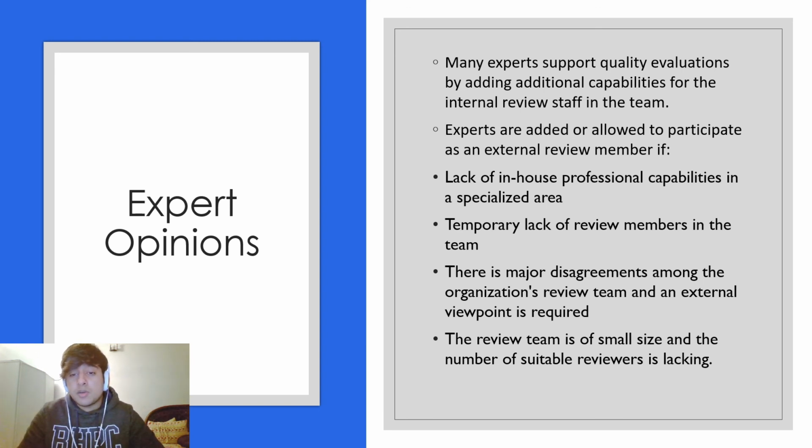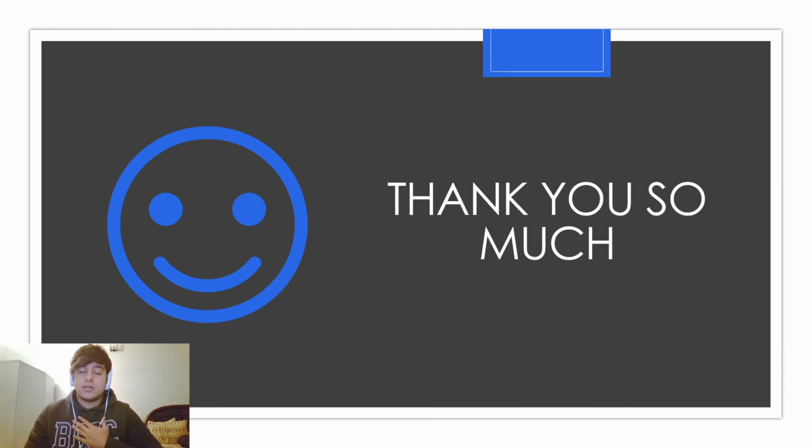Third, there are major disagreements among the organization's review team, and nothing productive is happening. Everybody is disagreeing. So you can add an external person to give a viewpoint on what we should do. That is also possible. Fourth, the review team is small. There's a chance the review team might be so small that the capabilities are lacking. You can add external members and expert opinions to increase the quality of the reviewers. That's also a reason. And this is our topic.